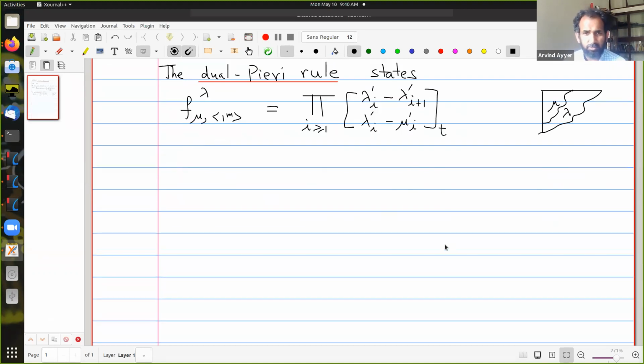Okay, so now I want to define the fundamental property of Hall-Littlewood polynomials. These are the orthogonality relations.